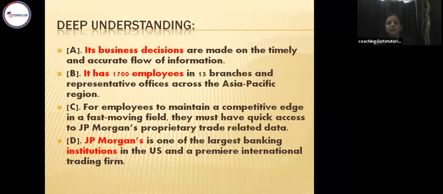Muskan said D, B, C. No. First, they are talking about its business decisions are made on the timely and accurate flow of information for employees. It is just something extra information they are telling me. Hope it is clear. One more has given the answer D, B, C, A. It is D, B, A, C. The correct answer is D, B, A, C. Muskan is saying, yes, got it. Good.